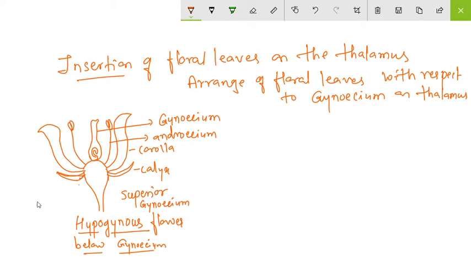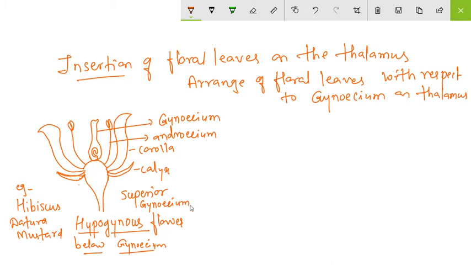So the example of this type of condition is hibiscus, or datura, or mustard. In hibiscus, if we look at the flower, the ovary is at the top position. So that is known as a hypogynous flower.